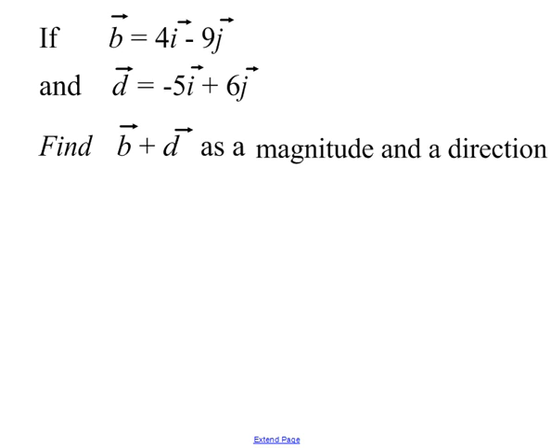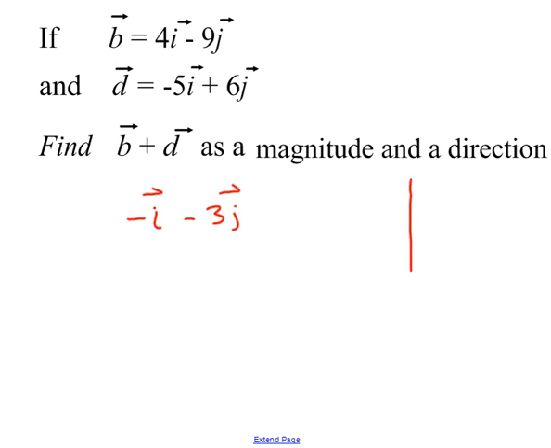Okay, now we're going to go back to the same ones we did with pictures, and I might recommend drawing a picture if it helps you to find the magnitude and the direction. So we just found that BD was negative i minus 3j.